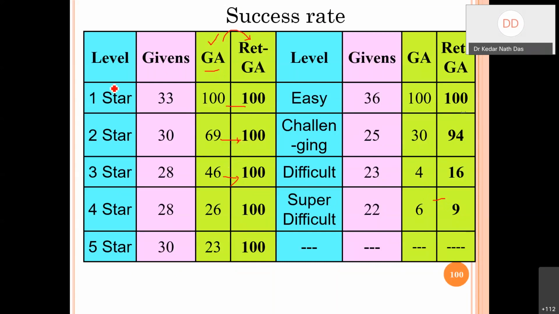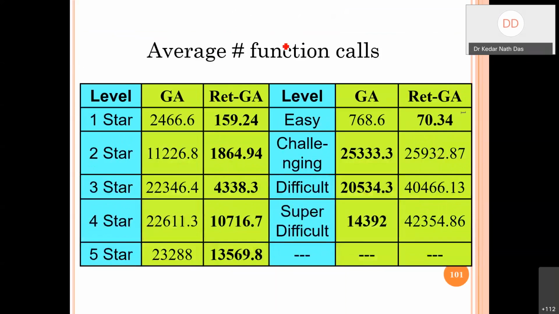So there are 9 levels of Sudoku puzzles actually: 1 star, 2 star, 3 star, 4 star, 5 star. Each is challenging, difficult, and super difficult level of Sudoku puzzle. Depending on the givens, the reset point has been set, and we have seen that the success rate has improved by retrievable GA as compared to GA in all of the cases. Similarly, the number of function calls depends on the time actually. You can see how small an amount of function calls has been used for retrievable GA over the GA. Of course, for super difficult and challenging problems, it takes almost the same or more function evaluations. But in return, the success rate and function value are better.